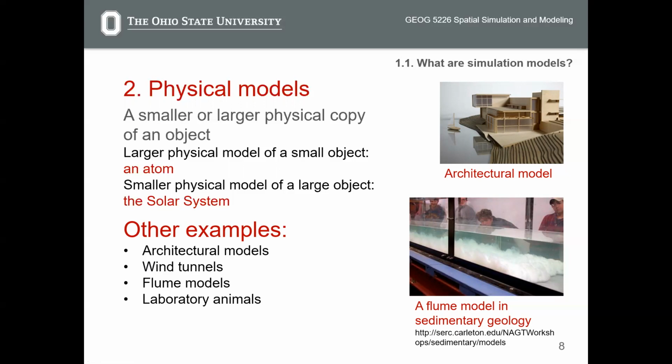And we have wind tunnels for aerodynamic experiments for aircraft, right? Flume models, here is a flume model in sedimentary geology to address the phenomenon of sediments, I mean, the movement of sediments in rivers and oceans, right? And laboratory animals. A lab rat is actually a model. If you want to test some medical theory or test a drug, you test them on lab rats, and a lab rat is considered a model.